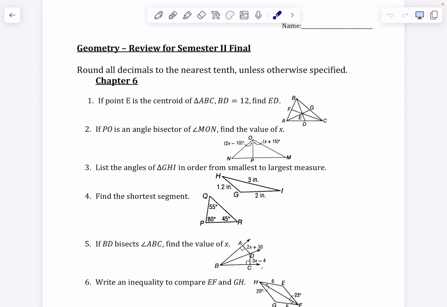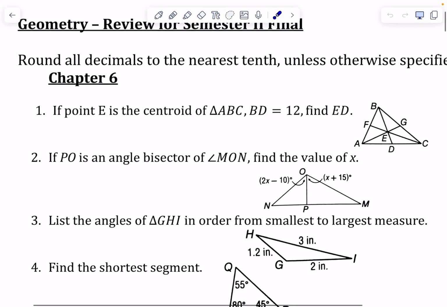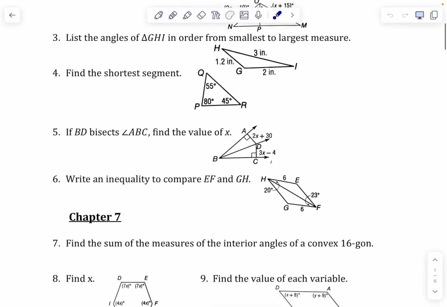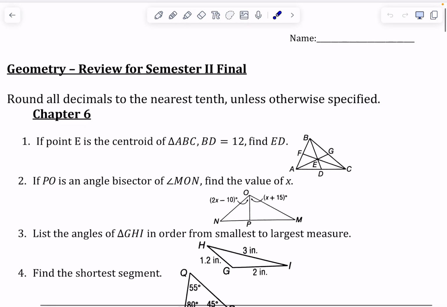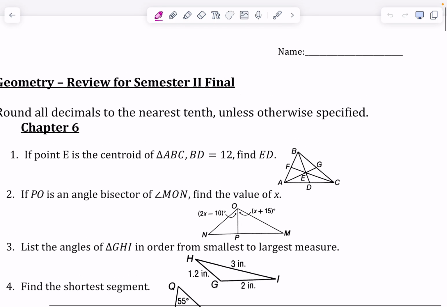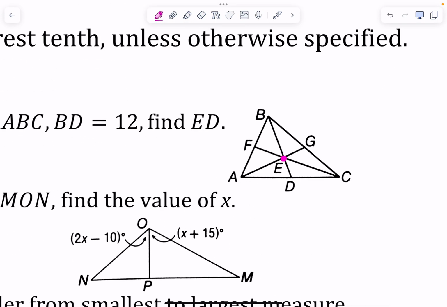All right, chapter 6. Oh, round decimals to the nearest tenth. That's just one decimal place for everything, unless I specify otherwise. Chapter 6 was all about bisectors and altitudes and all that good stuff. Okay, so they're saying this guy is a centroid. So E is a centroid.